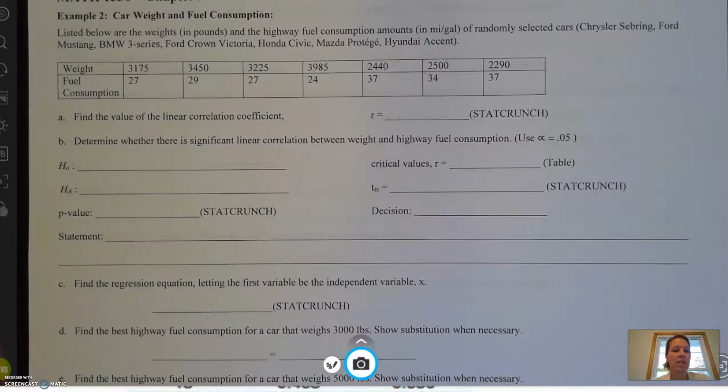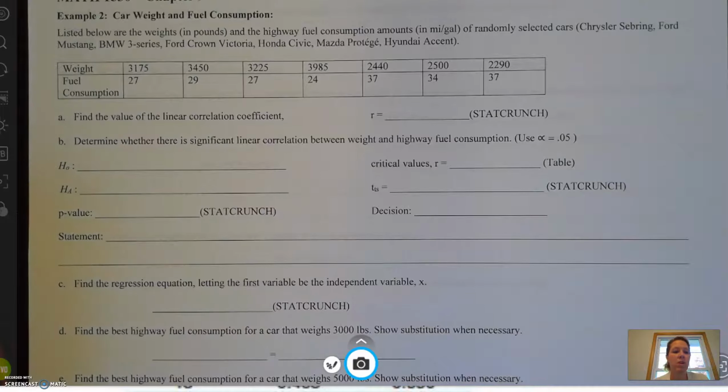I'm going to read the weights off and you can type them into the technology you're using. The weights are 3175, 3450, 3225, 3985, 2440, 2500, 2290. The fuel consumption correspondingly is 27, 29, 27, 24, 37, 34, 37.